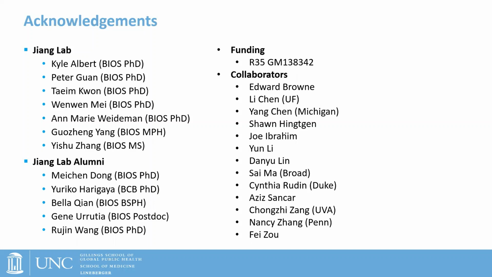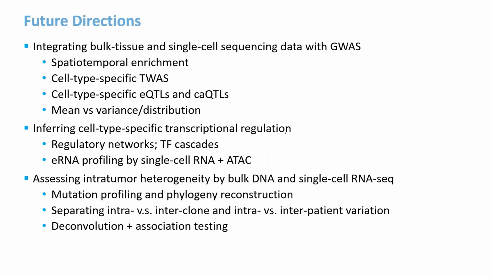Yeah, okay. Sure. So future directions. I'll just very briefly talk about this. What are we working on, and what do we plan on doing in the next several years? So for the second part of the talk, when you integrate the bulk tissue and the single cell data with GWAS, one of the things that we are interested in is to do a cell type specific eQTL or caQTL. So this is expression QTL and chromatin accessibility QTLs. But you do this in a cell type specific manner.